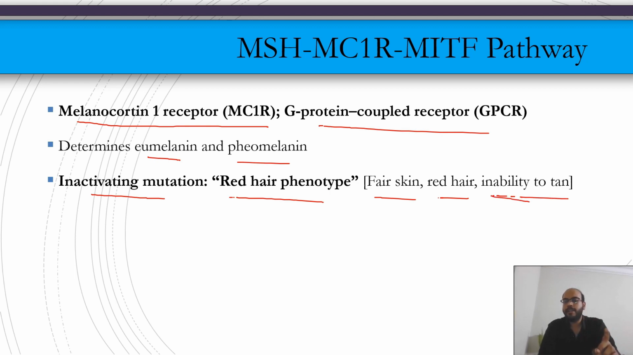And if there is inability to tan, there will be increased burning of skin. So if there's no tanning, there will be burning. Tanning is a protective measure of skin. So there will be burning. Clear?